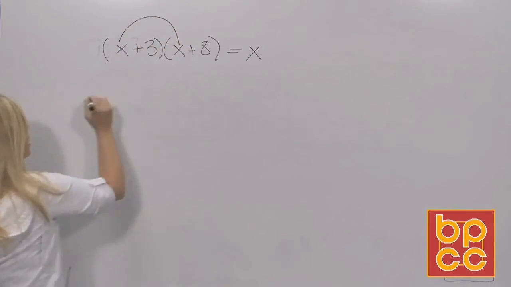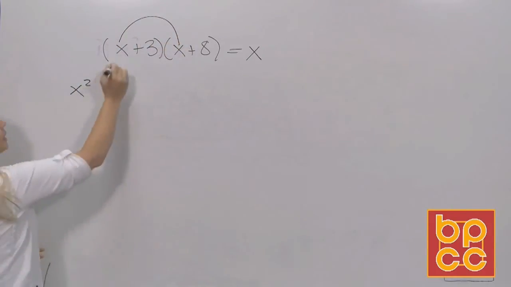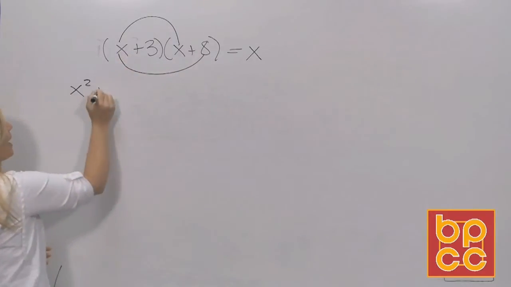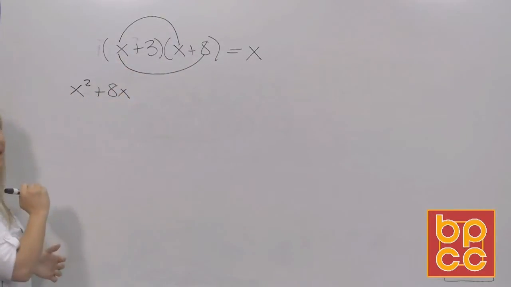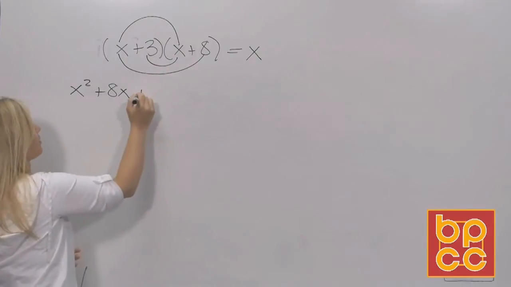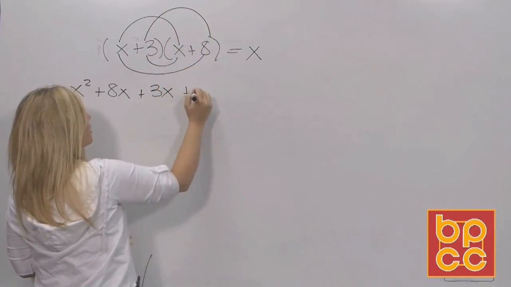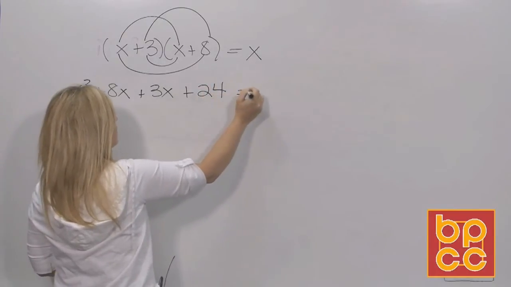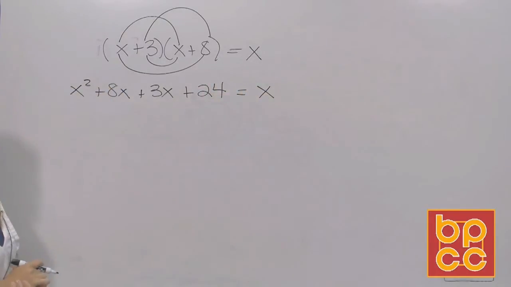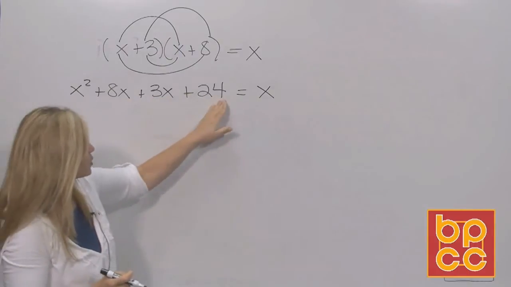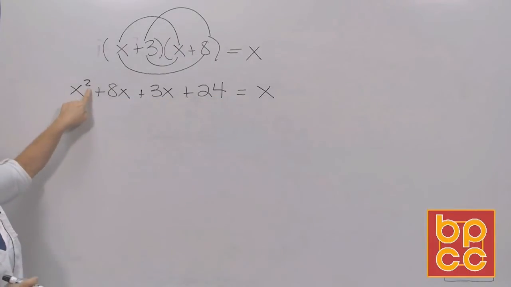First would be x times x, which is x squared. Outers would be x times positive 8, positive 8x. Inners would be positive 3 times x, positive 3x. Last would be positive 3 times positive 8, which is positive 24. Now, if you remember, when you do FOIL, you get 4 terms. If you notice now, there's your x squared.